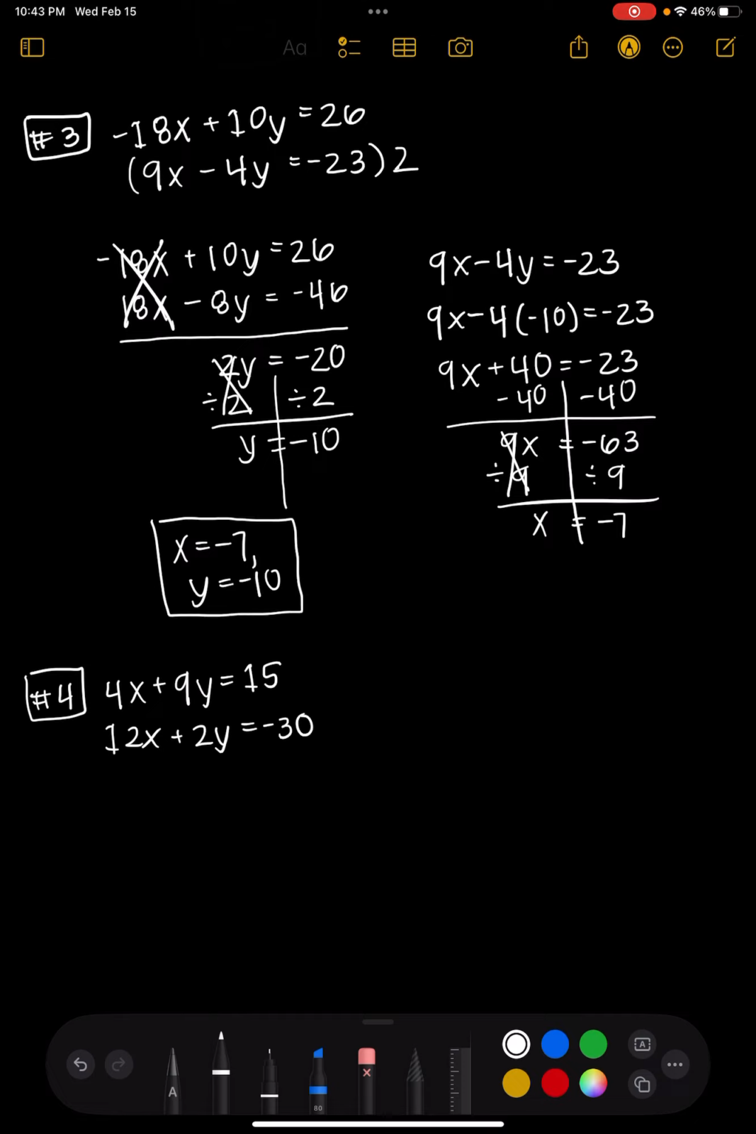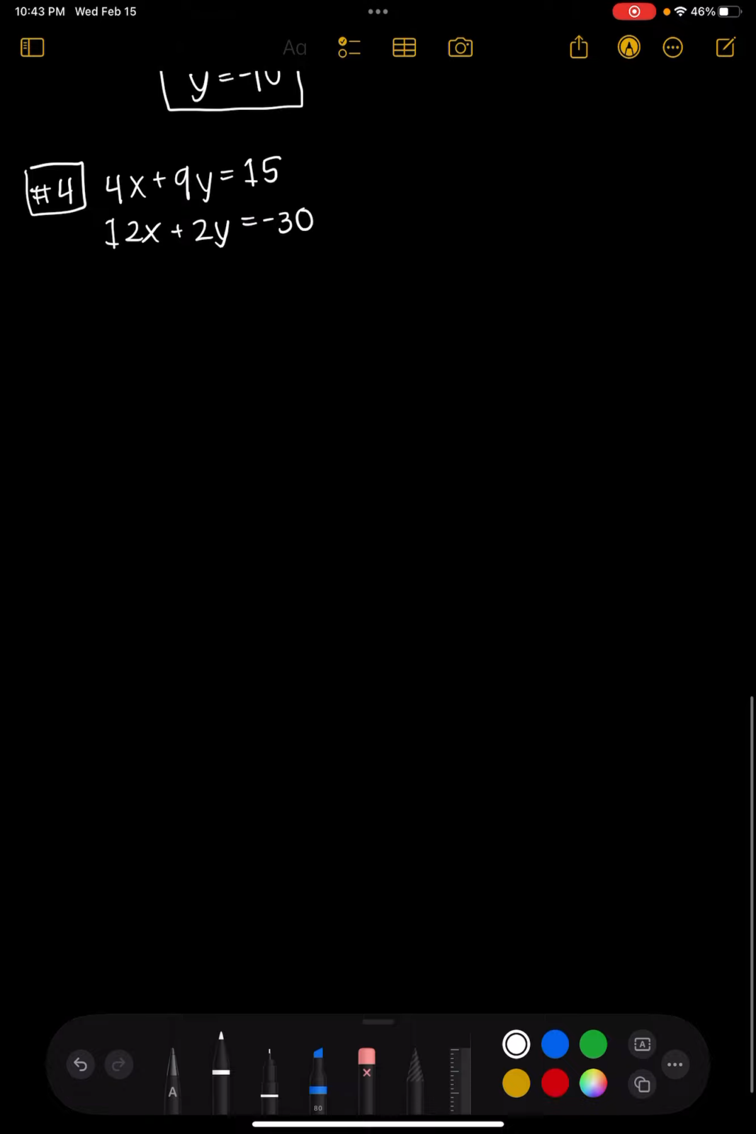All right. Let's do one more example. And on this example, once again, we're going to try and find a chunk that we can multiply by 2 or 3. The y's have a 9 and a 2. With 9 and 2, there's nothing that makes a 2 a 9 that's a whole number, but the 4 and the 12, I can multiply the top equation by 3 and make it a 12.